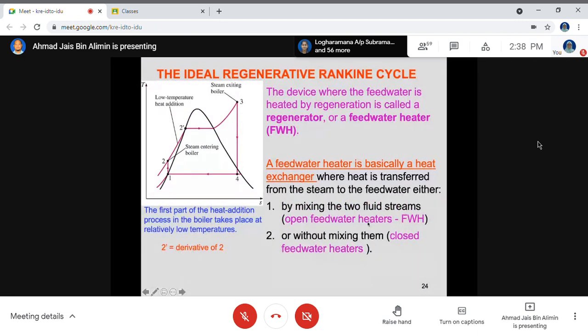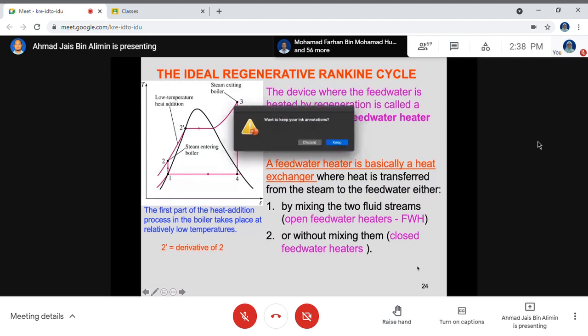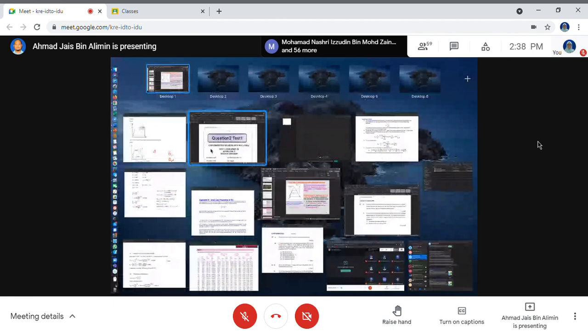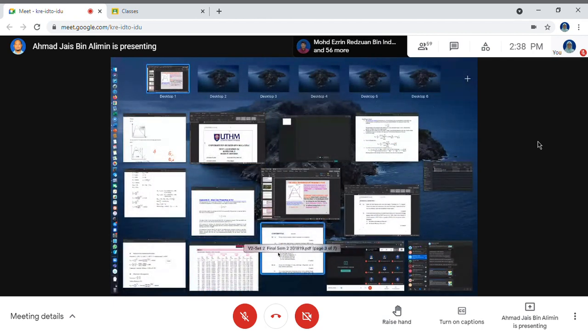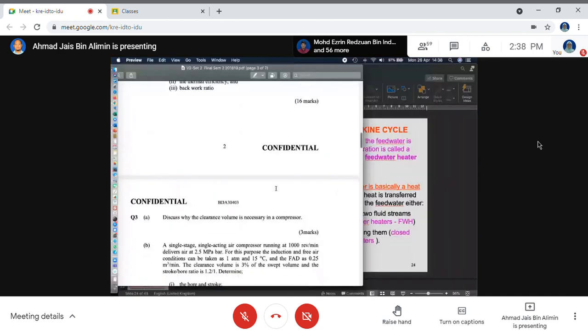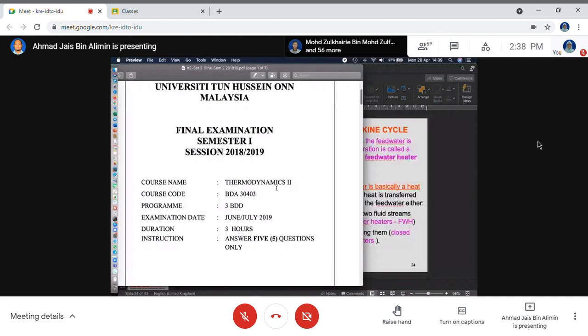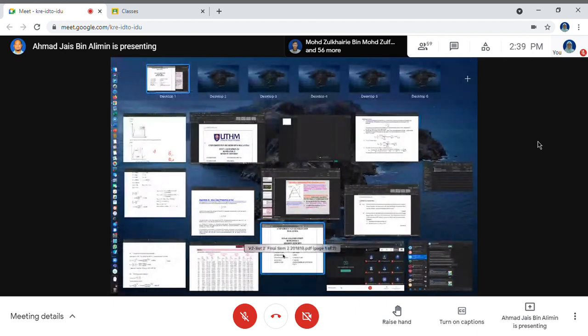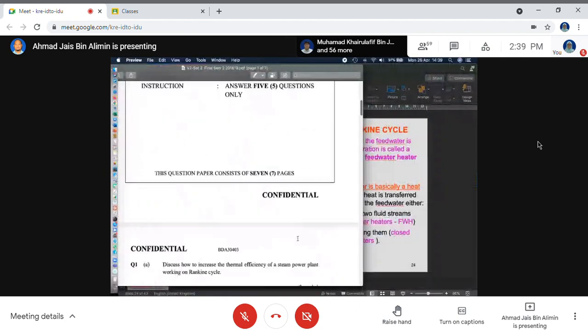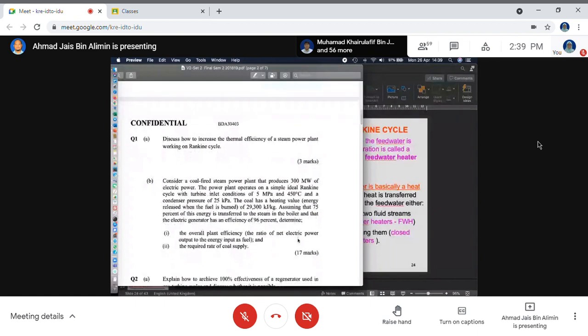Okay. I'll show you the exam relating to this. Exam. Right. July 2019. Soalan pertama, discuss how to increase the thermal efficiency of a steam power plant working on Rankine cycle.